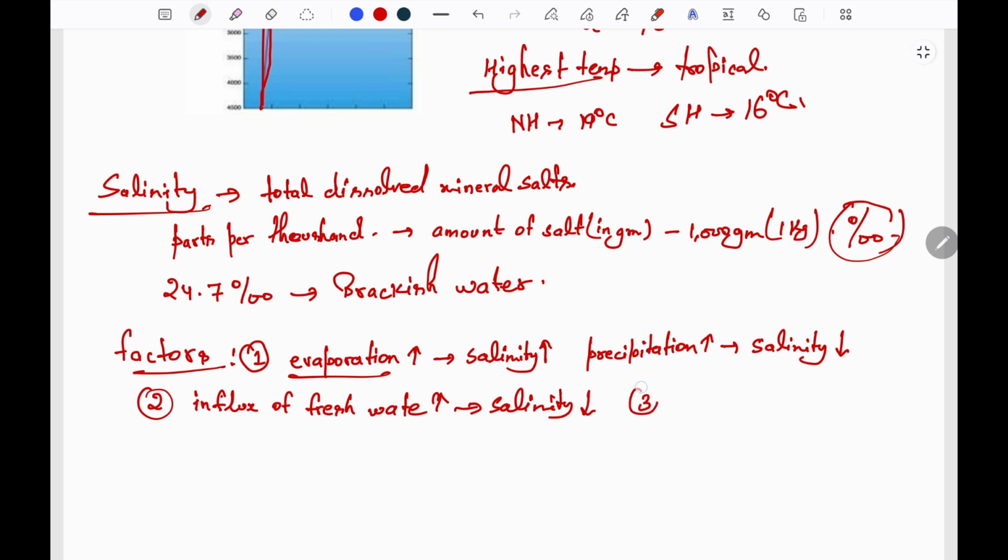Next one is the influence of ocean currents. If there is an enclosed sea, then its salinity will be higher as its water is not mixed with the ocean water. So generally, an enclosed sea has a higher salinity, and open seas have lesser salinity.